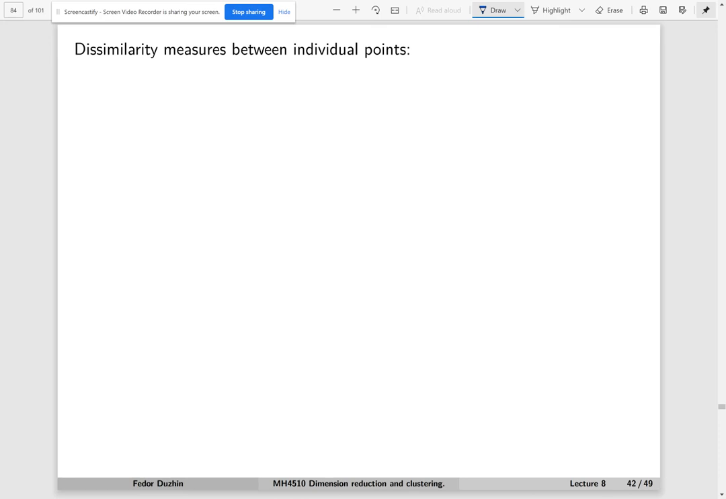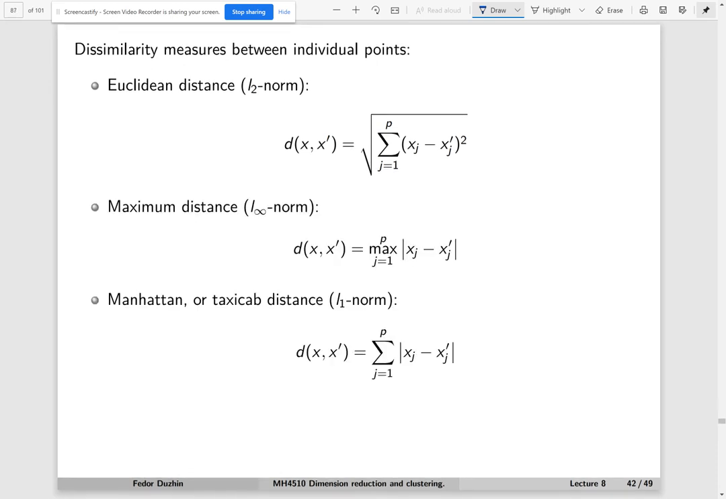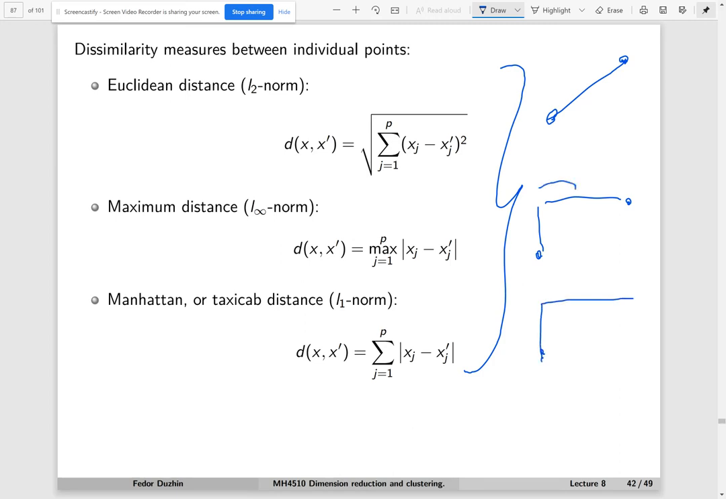Now, how do we measure dissimilarity between individual points? Apart from what we saw before, the Gaussian norm in the t-SNE algorithm, we don't usually use that for hierarchical clustering. Instead, we do something simple: probably Euclidean distance, maximum distance, or Manhattan distance. These three are similar. Euclidean distance is the direct distance. Maximum distance is the maximum of these two intervals. And Manhattan distance is the sum of these two intervals.